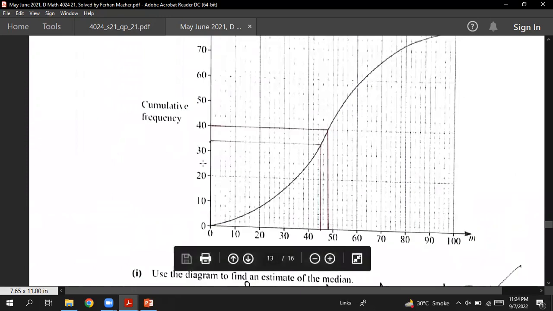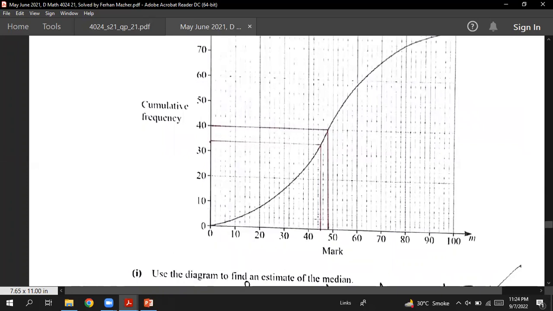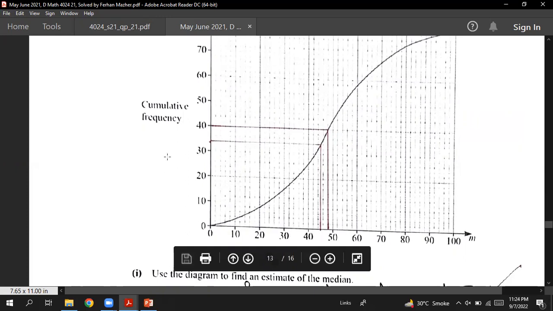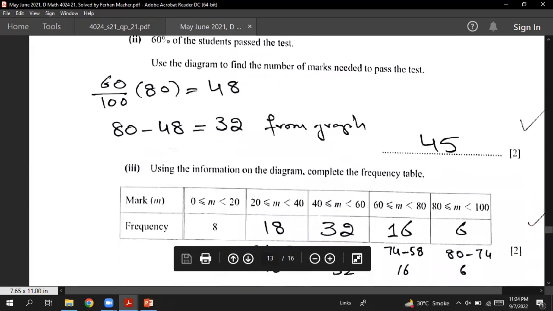So from downstairs you will go up 32, and from here go and check here. So that's 45, I think. So 45 is the passing mark. It's a very tricky question.